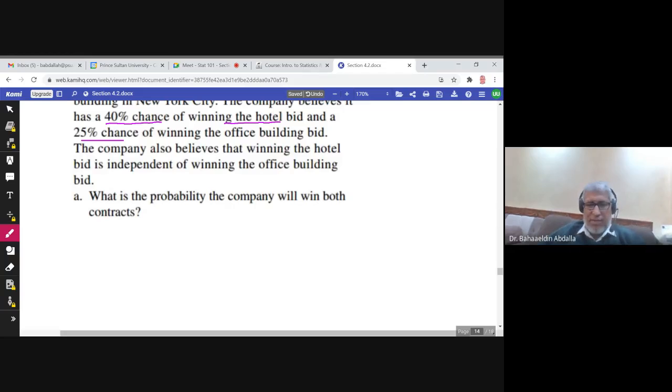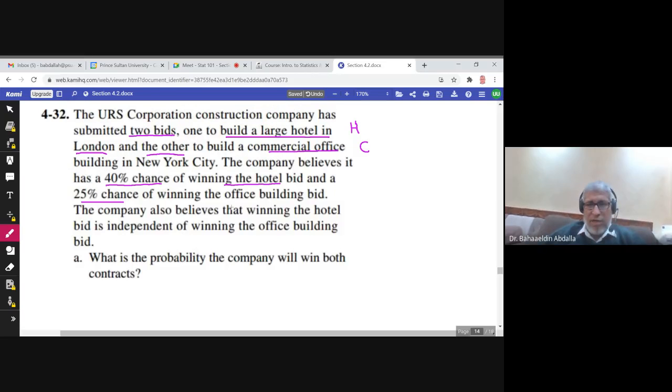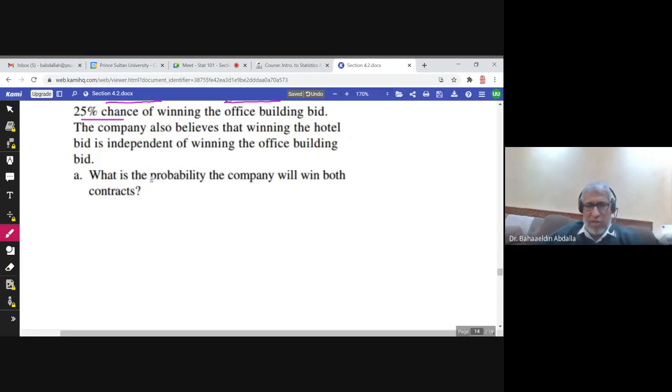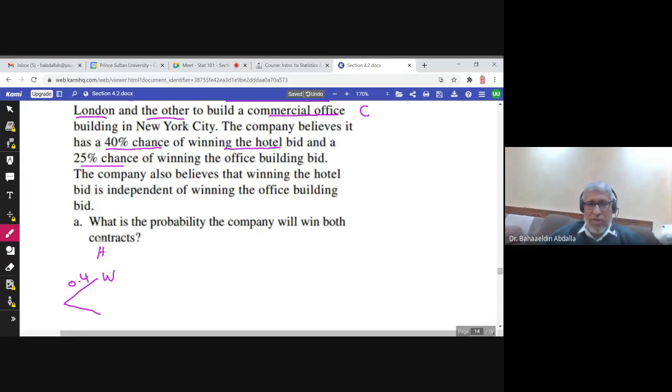So if we start with the hotel building, the large hotel, the company could win the bid and the probability is 0.4, because there is a 40% chance of winning the hotel bid. Winning or not winning, not winning would be 0.6. This is the first bid.